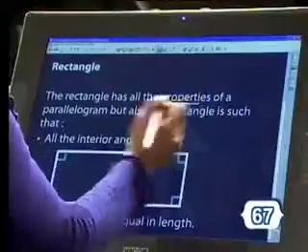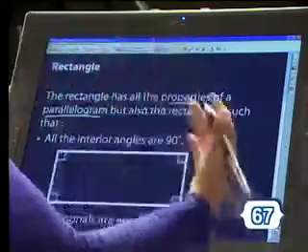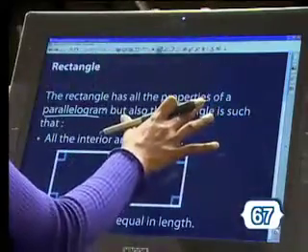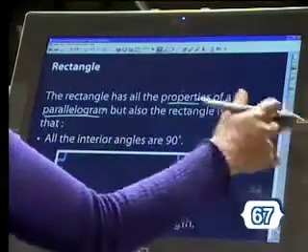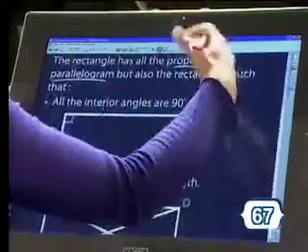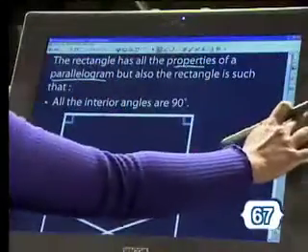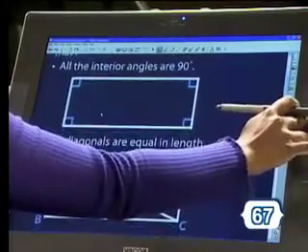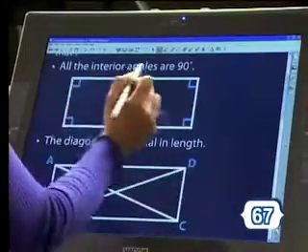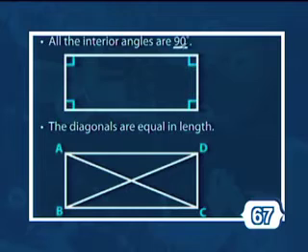The next shape that we are going to look at with special properties is the rectangle. This is on page 67 of your workbook. Now, a rectangle has all the properties of a palm. So that means the opposite sides are equal and parallel, and the opposite angles are equal. And so it follows through. It takes all the properties of the palm, but it also has some of its own unique properties. And one of those is that all the interior angles are 90 degrees.